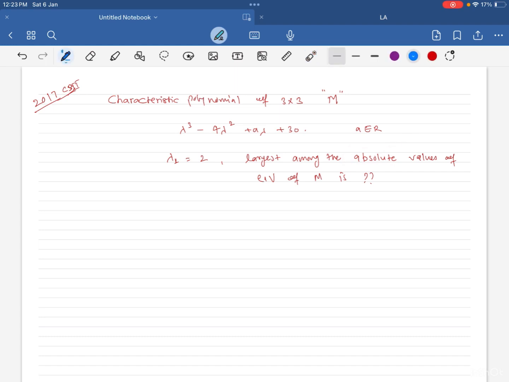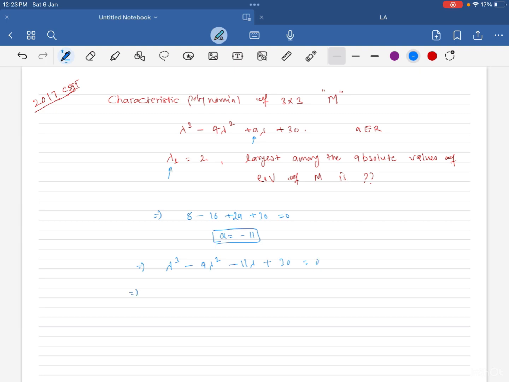It's an easy question. First of all, we have to find A, and using lambda 1 we can find A. So that would be 8 minus 16 plus 2A plus 30 is equal to 0. So from here we get A is equal to minus 11, right? Now you can put in A and write the characteristic equation.